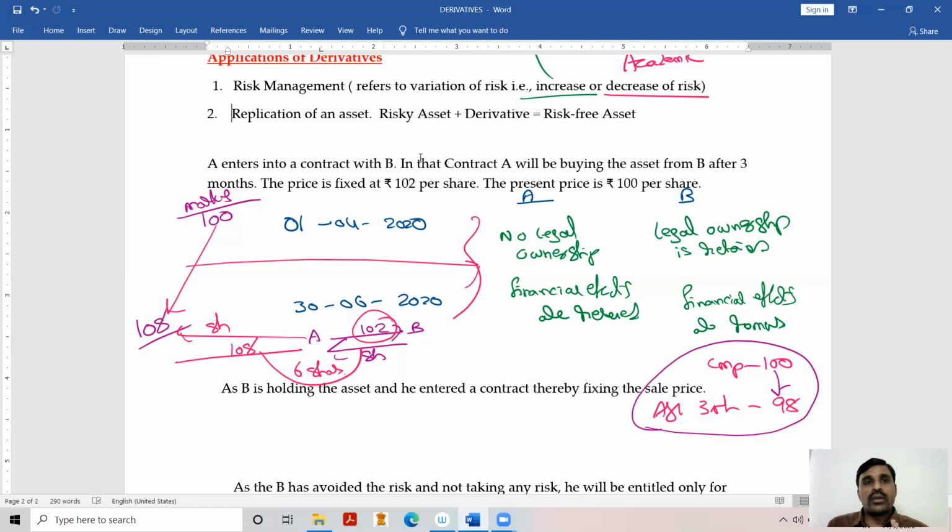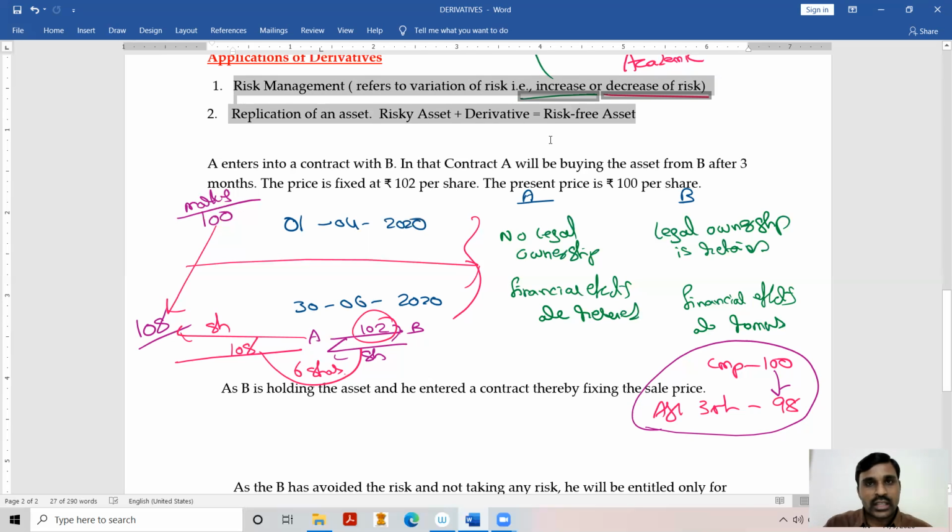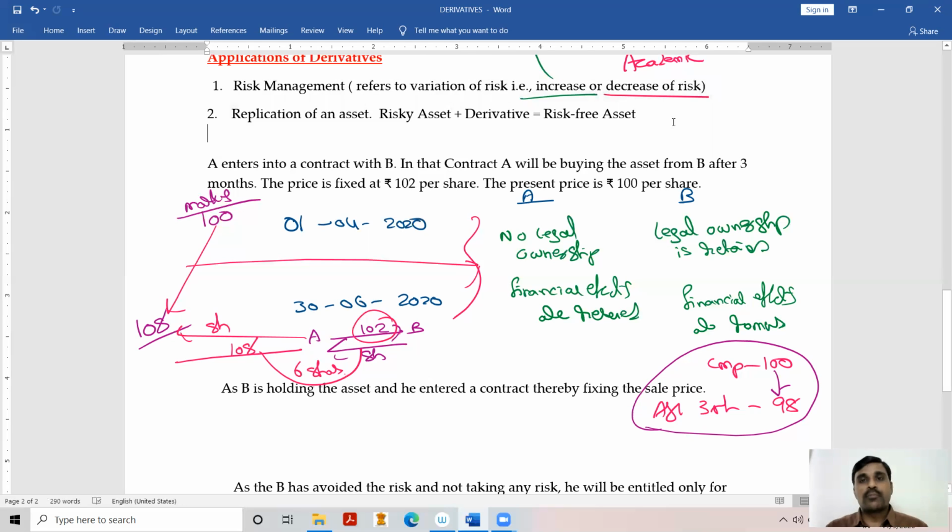So according to me, the main purpose of derivatives is risk management and replication of an asset. Okay, right. In the next class we'll discuss some problems: how forward contracts are priced, and how option contracts are priced. That we'll discuss in the next class.